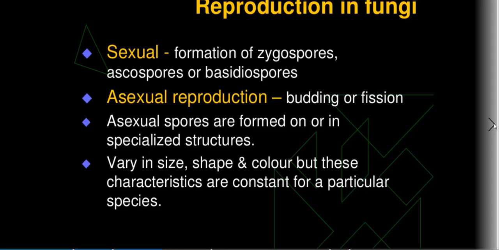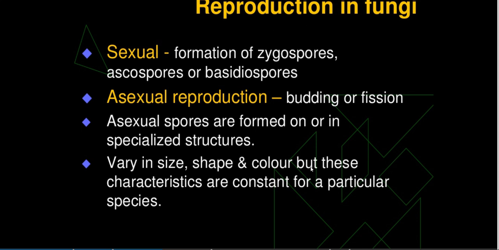Okay. So now in the next part, we will discuss reproduction in fungi. There are different ways by which fungus can reproduce. There are sexual forms of zygospores, ascospores, basidiospores, whereas asexual include budding or fission, and in vegetative type also they can reproduce. Asexual spores are formed on or in specialized structures. They may be different in size, shape, color, but they are characteristic or constant for a particular species. So we will take up in detail the reproduction in fungi in the next part.